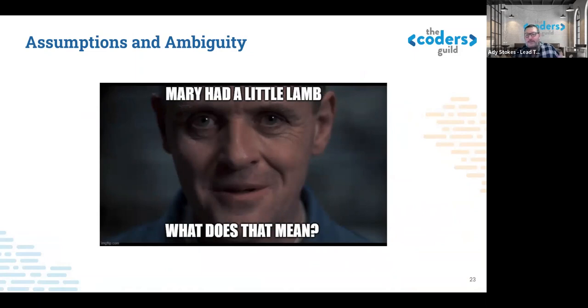Why doesn't she? Maybe she had a little lamb and it grew up and now she has a sheep. Maybe Mary had a nice rack of lamb for tea. Maybe Mary isn't even a human being. If Mary was a sheep, she would give birth to a little lamb. So words are the worst way of communicating, and they all need context. So this is why we're always looking for ambiguity in requirements and things like that.